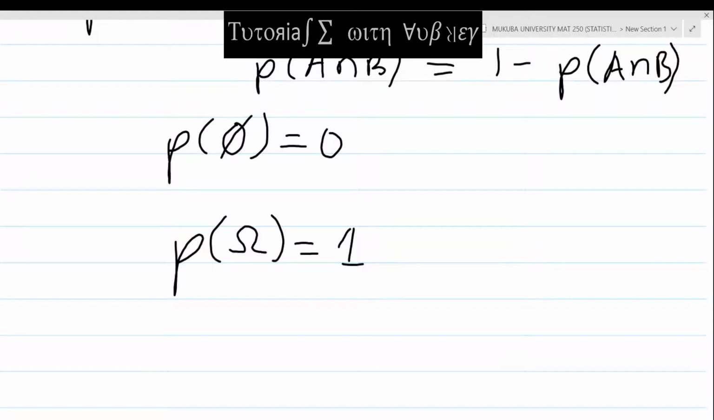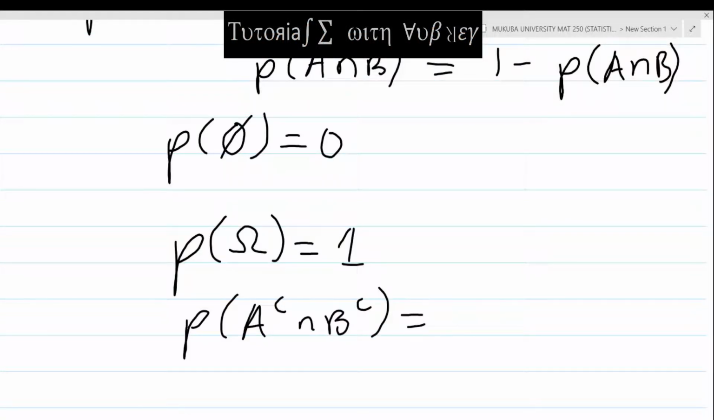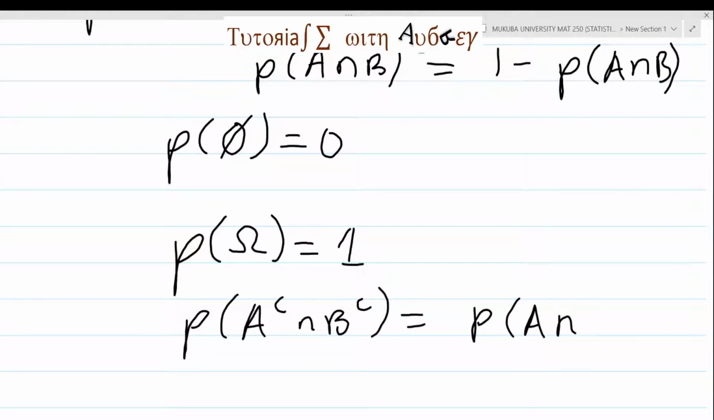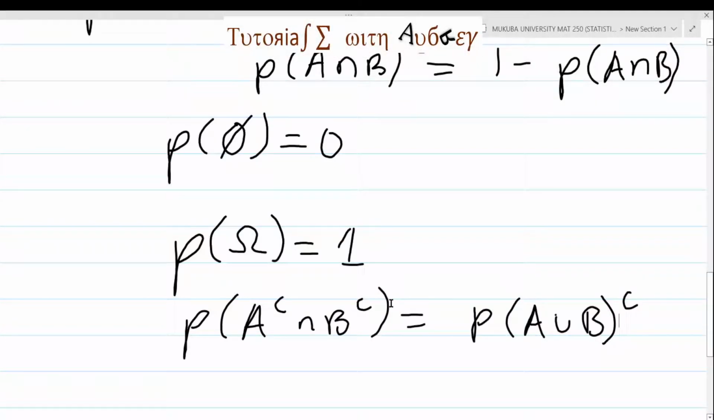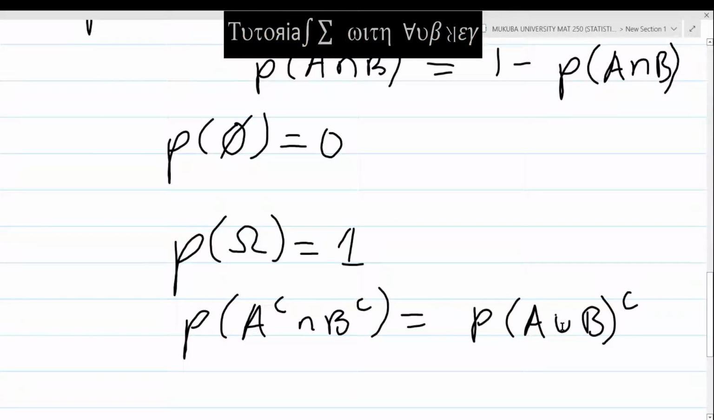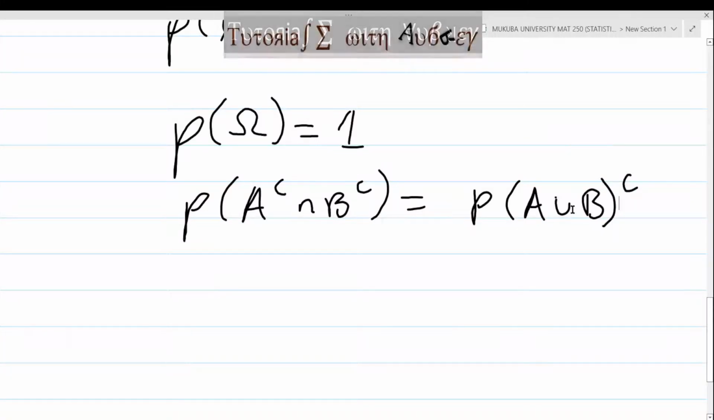The other one that you should note: let's say you have the complement over (A intersection B). If the complements are on both letters, you can factor out the complement, but the sign changes. So this is the probability of (A union B) complement. If it was intersection, it becomes union; if it was union, it becomes intersection. So this is what you need to look out for. The complement can be factored out.